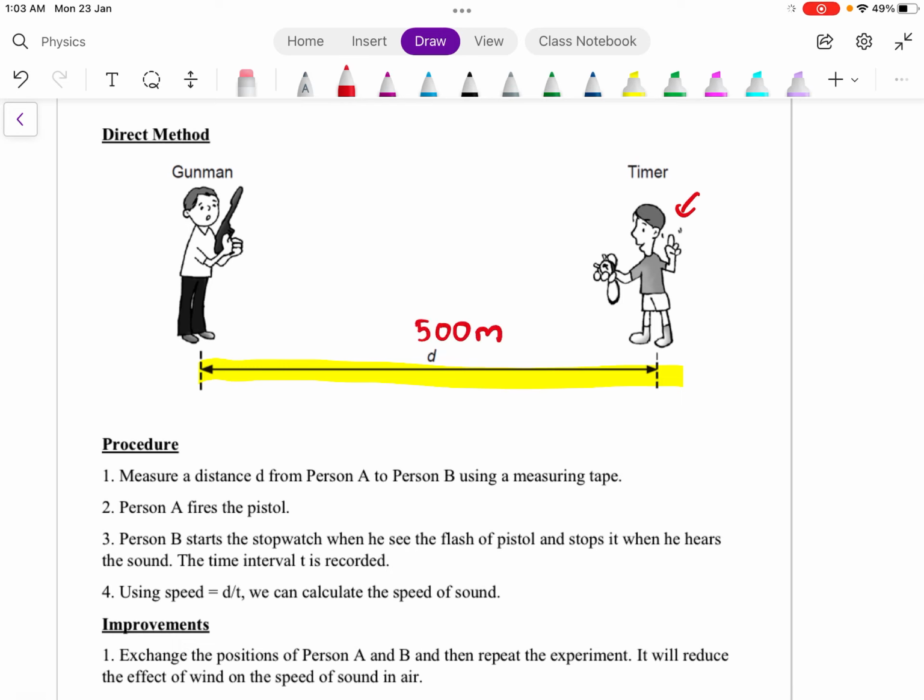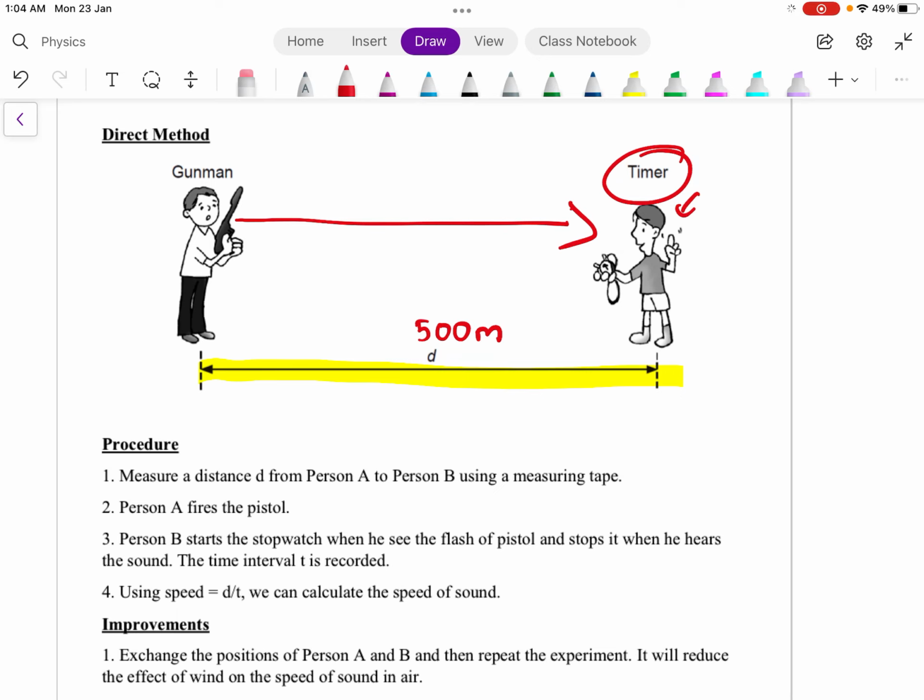Okay, so person A will fire the pistol, and since we know that the speed of light is the fastest, about 3 times 10 to the power of 8 meters per second, the timer will start the stopwatch. When the person right here hears the sound of the gunshot, he will stop the stopwatch. So since we know the sound travels 500 meters in this timing, this is how we calculate the speed of sound.